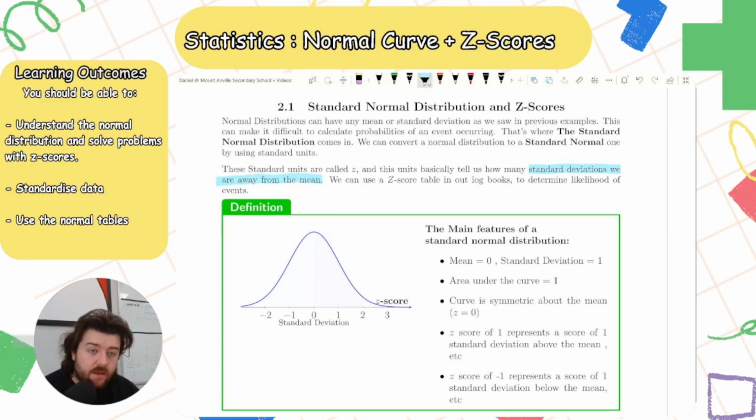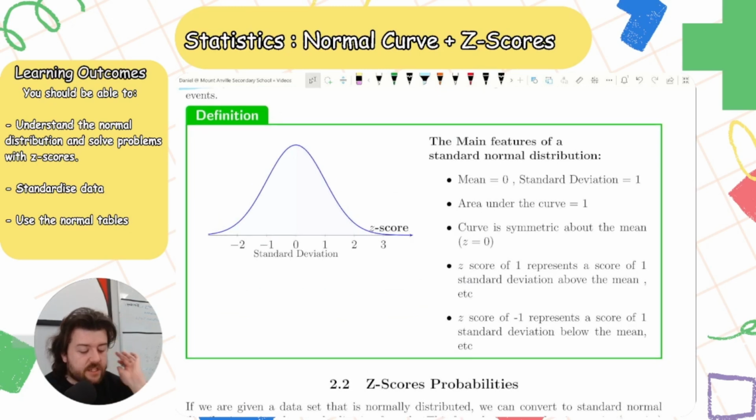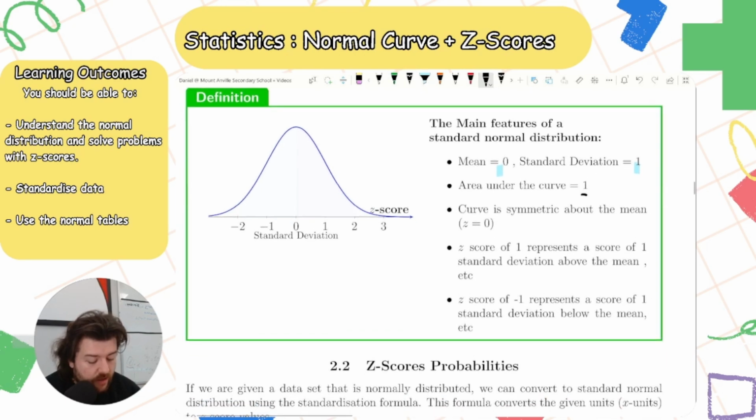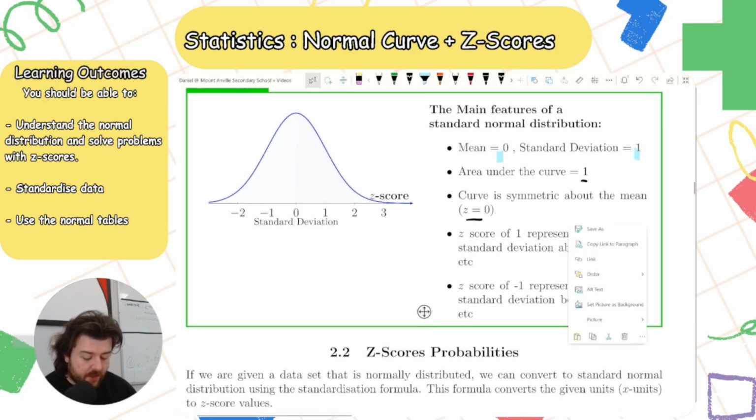So the Z-score is essentially how many standard deviations. If you have a high Z-score, that means you're a load of standard deviations above the mean. If you have a low Z-score, that means you're a load of standard deviations below the mean. Again, the main features of a standard normal distribution are the mean is 0, standard deviation is 1, area under the curve is 1. The curve is symmetrical about the mean, so Z is equal to 0. A Z-score of 1 represents a score 1 standard deviation above the mean. A Z-score of -1 represents a score of 1 standard deviation below the mean.